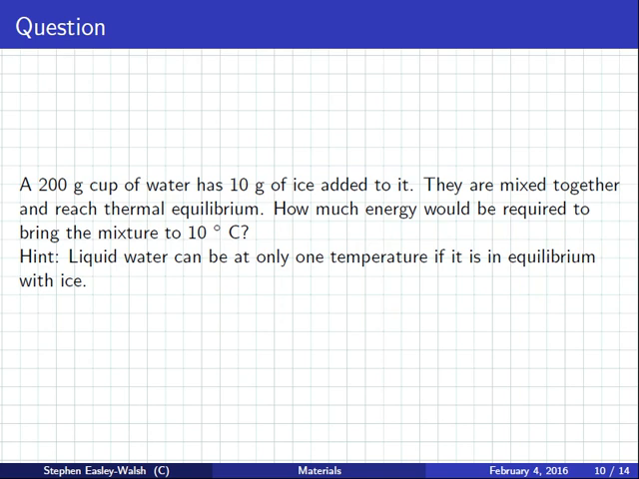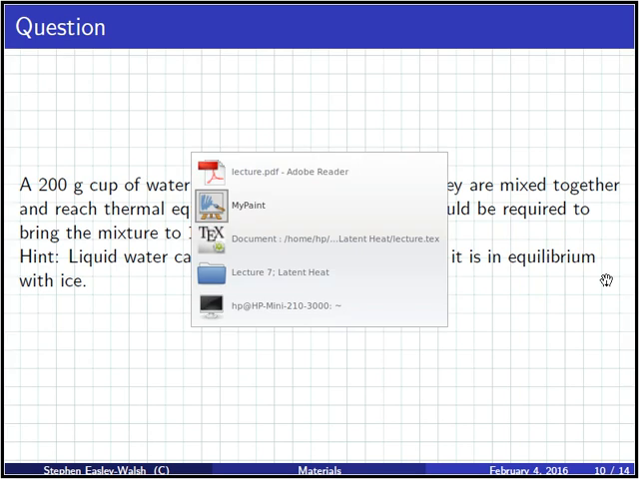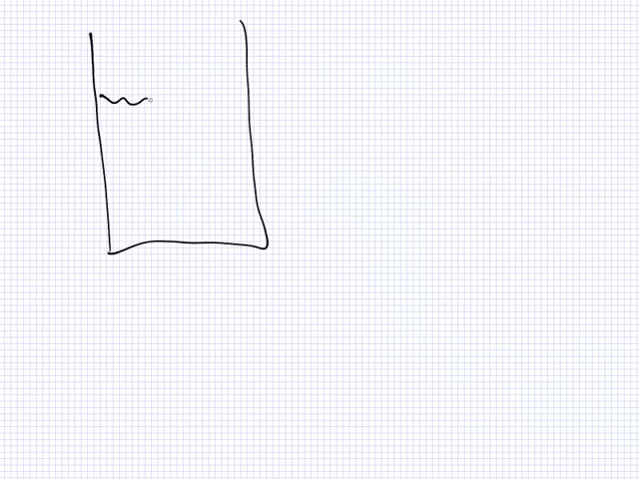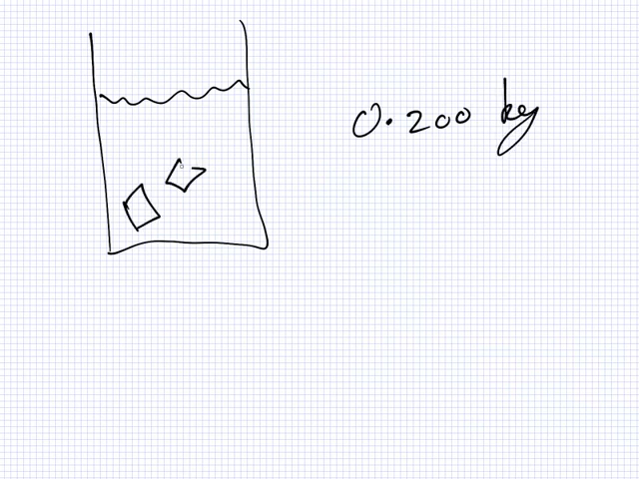Alright, did you write this down? Now, how much water do we have? 200 grams. And the ice? 10 grams.